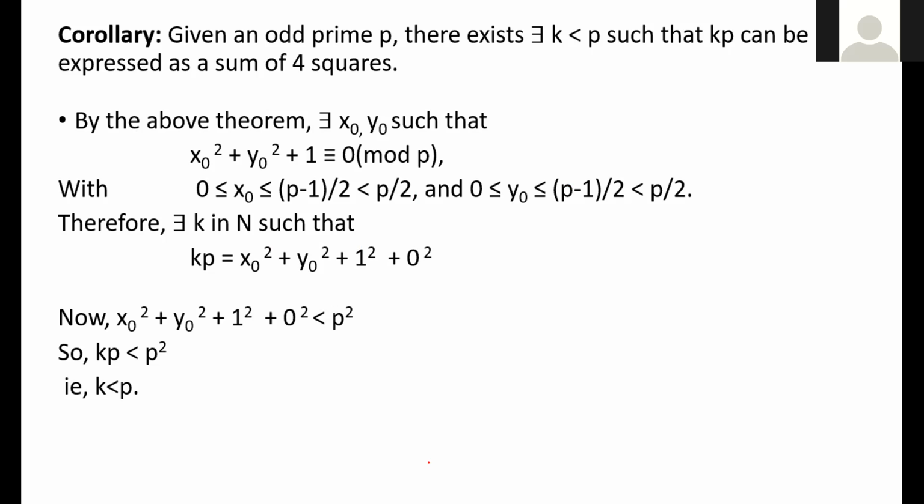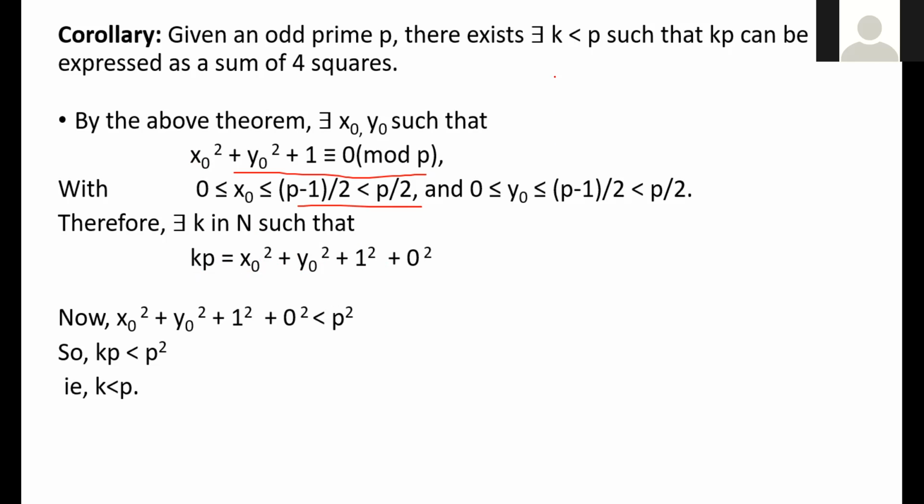Now by the above corollary, we know that this equation has a solution x naught, y naught. Further, we have this bound on the solution. So this means x naught square plus y naught square plus 1 is congruent to 0 mod p. This means p divides this left hand side. So there exists some k such that kp is equal to x naught square plus y naught square plus 1 square plus 0 square. So we are already writing kp as a sum of 4 squares.